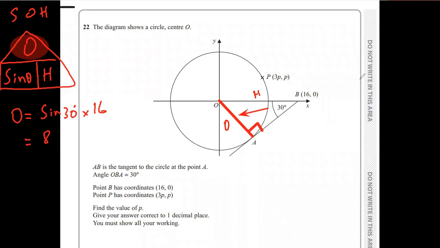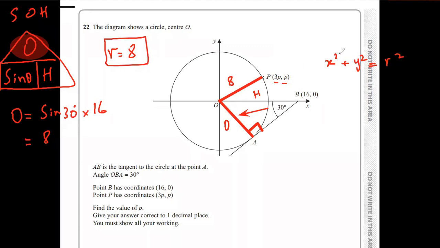So one thing we worked out is that the radius is 8. Once we know that the radius is 8, then we should also know that this line is also a radius, which means that this also must be 8. We know that the standard equation of a circle is x squared plus y squared is equal to r squared. The x coordinate is 3p and the y coordinate is p, so we can substitute these values, and the value of r is 8.